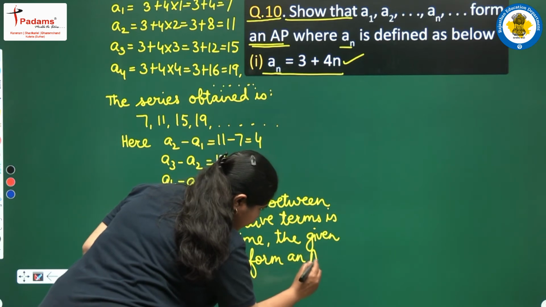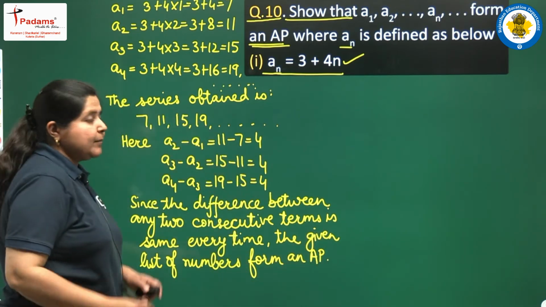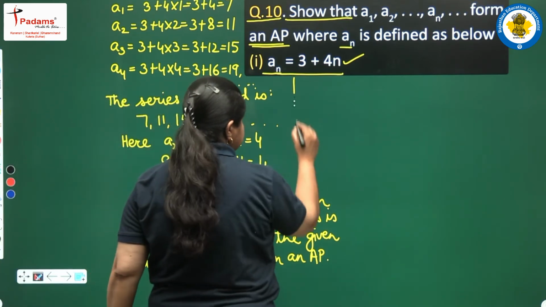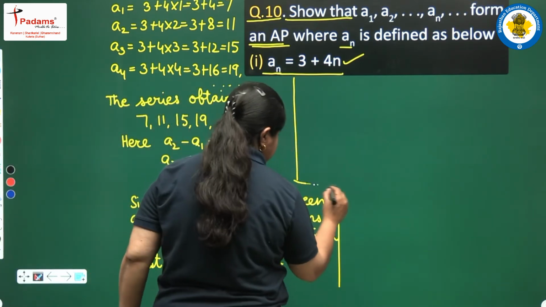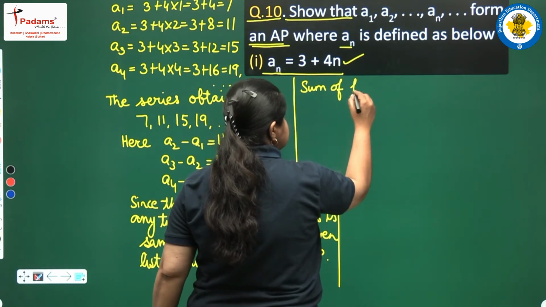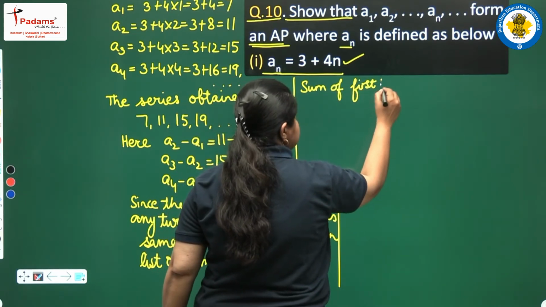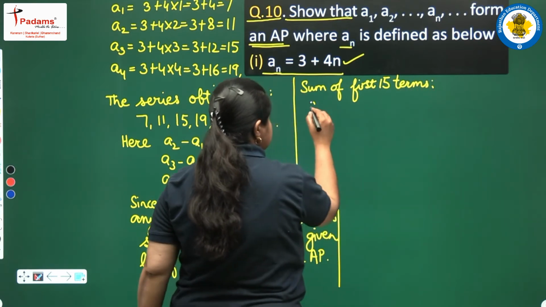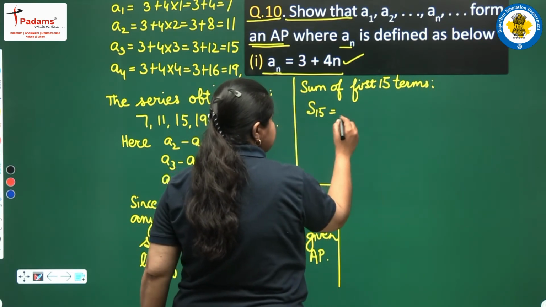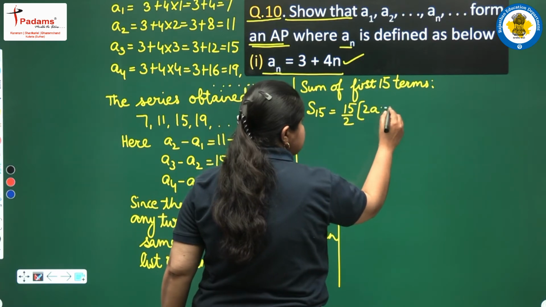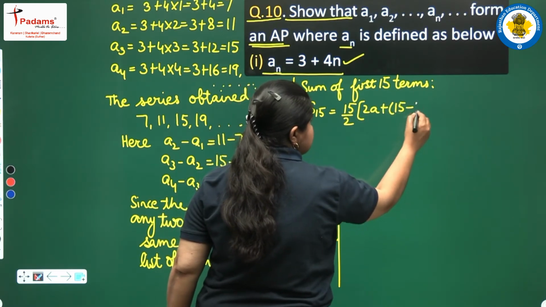ठीक है, अब ये AP है और ऐसे केस में हमें फर्स्ट 15 टर्म्स का सम भी फाइंड आउट करना है. Here we write it, sum of first 15 terms, it will be given by S15, and this will be equal to 15 upon 2 into 2a plus 15 minus 1 into d.